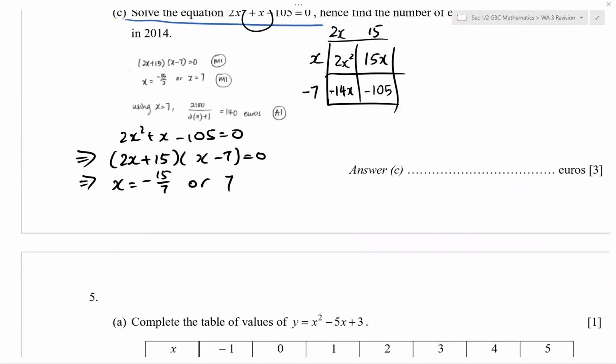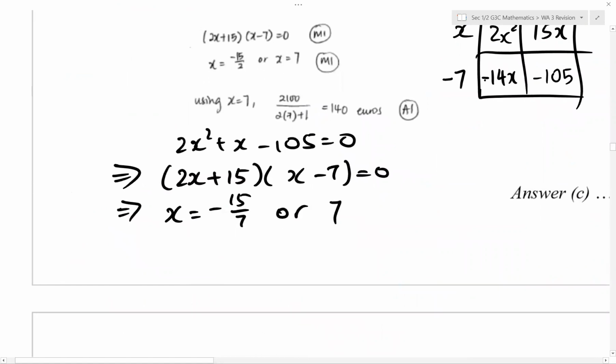So in this case, we will. Oh, why? Oh, 15/2. Is this what you're trying to find out? Yeah, okay, thank you very much. Negative 15/2 or 7. Okay, right. So in this case, we have to reject our negative value. We are therefore only left with x equals to 7.